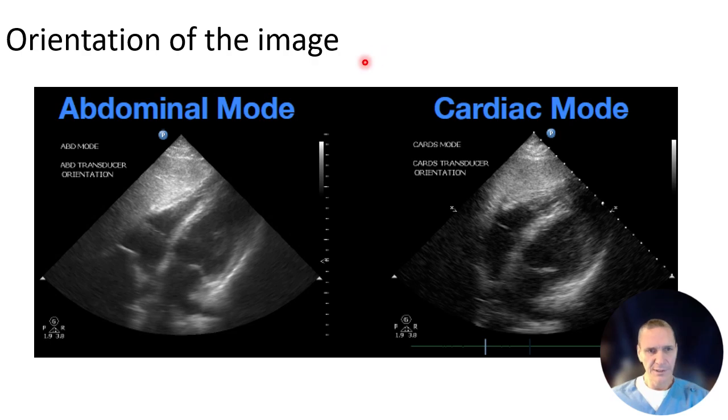A reminder about orientation. When your ultrasound machine is in abdominal mode, the indicator will be on the left. When you're in cardiac mode, the image indicator will be on the right. The image will look the same if done properly. However, your orientation of the probe will be 180 degrees different depending on which mode you're in. So I'm going to teach you both. I first learned abdominal mode, but I think cardiac mode allows for a little better image when you're looking at the heart, so we'll talk about both of them.